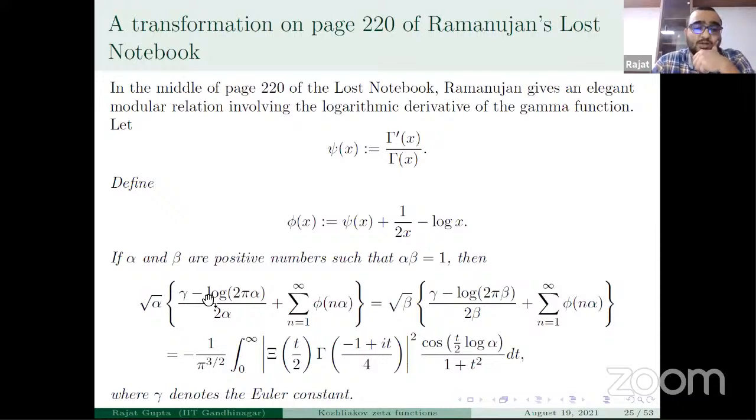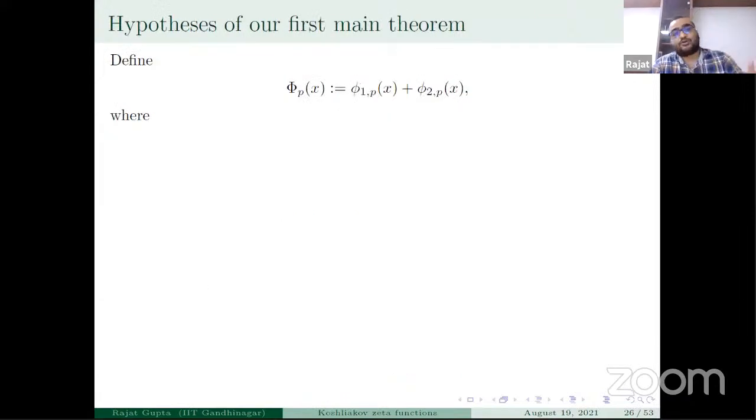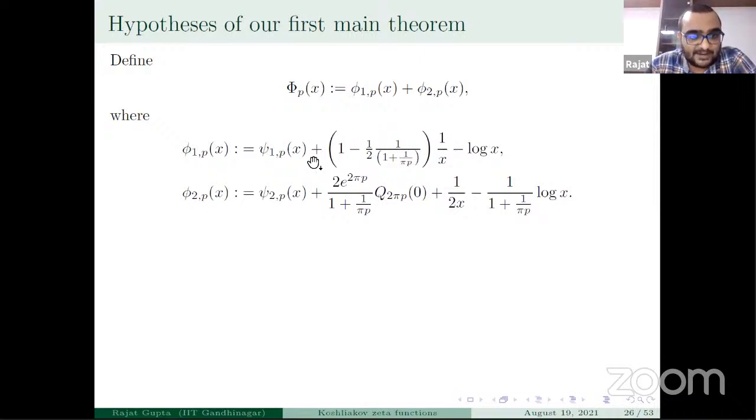So the natural question that came to us was, can we obtain an analogous formula in this setting, in the Koshliakov zeta function setting? And the answer is yes. Before going to state it, let me first define some important functions. Capital phi of p of x is defined by phi 1 of p of x plus phi 2 of p of x, where phi 1 of p is defined by this and phi 2 of p is defined by this.